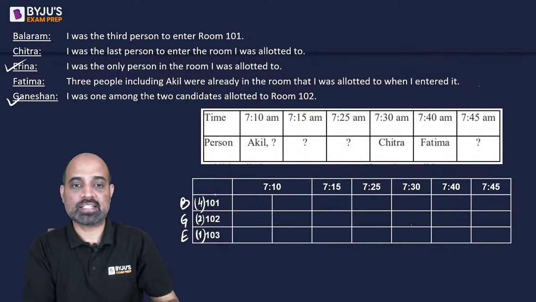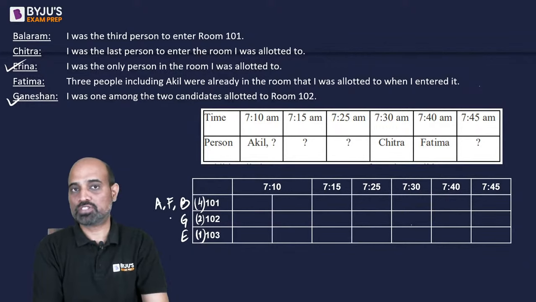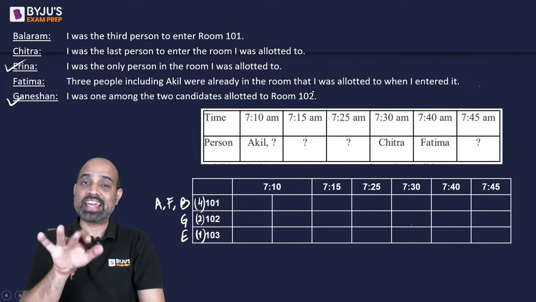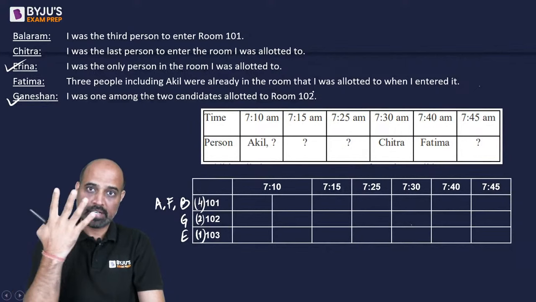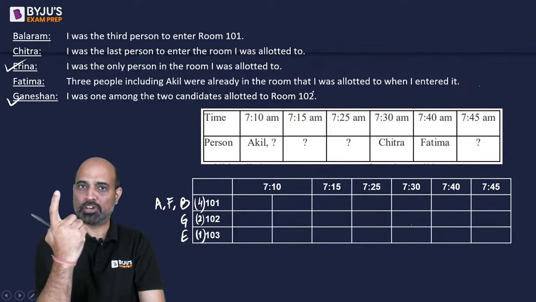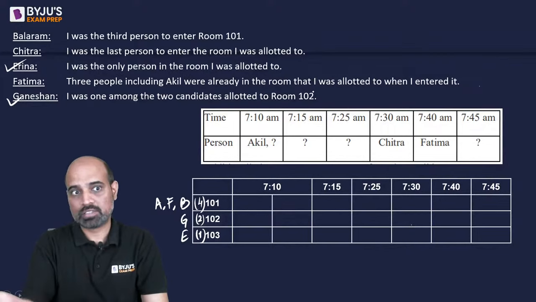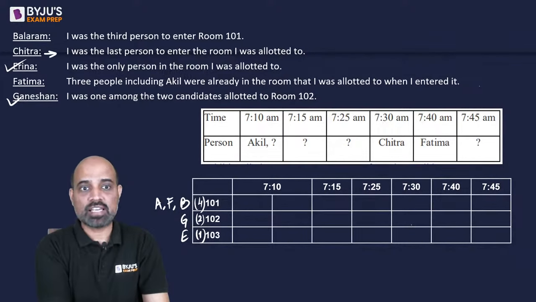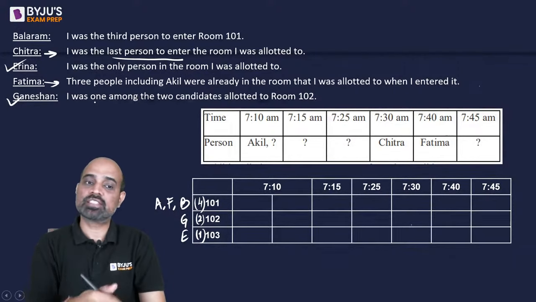And once this is done, can we say Fatima is also a part of this? Akhil is also a part of this. So we know about 3 people. And Fatima says that when I entered there were 4 people, I was the 4th person. Right? So if there were 4 people, 3 people were already there. I was the 4th person. That means Fatima entered last. And then Chitra says, I also entered last. So Fatima says I entered last, Chitra also says I entered last.